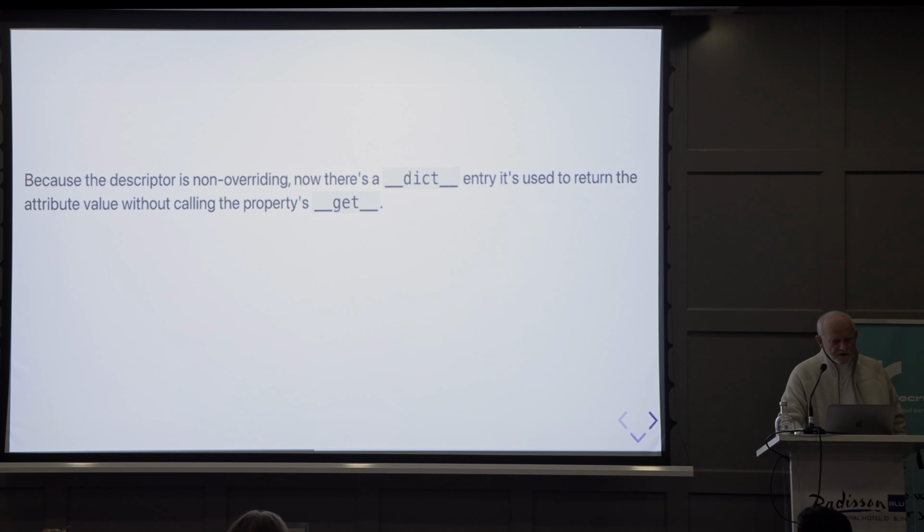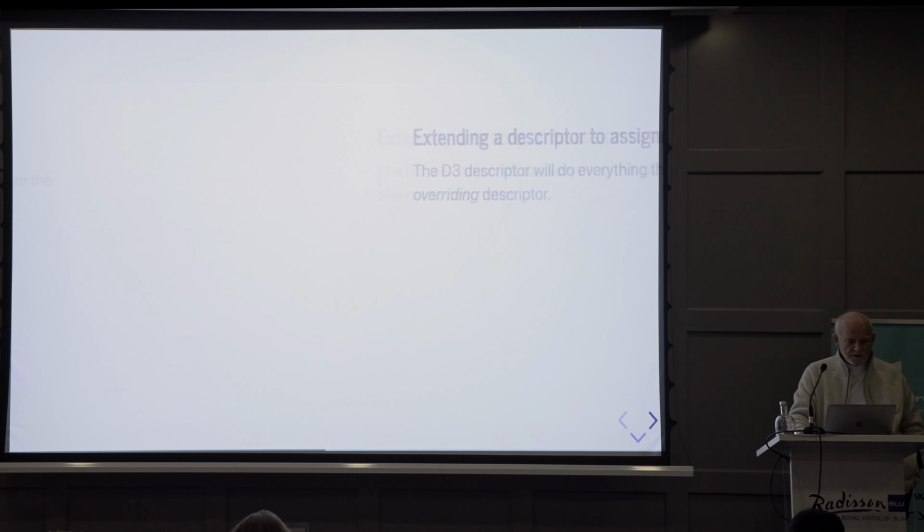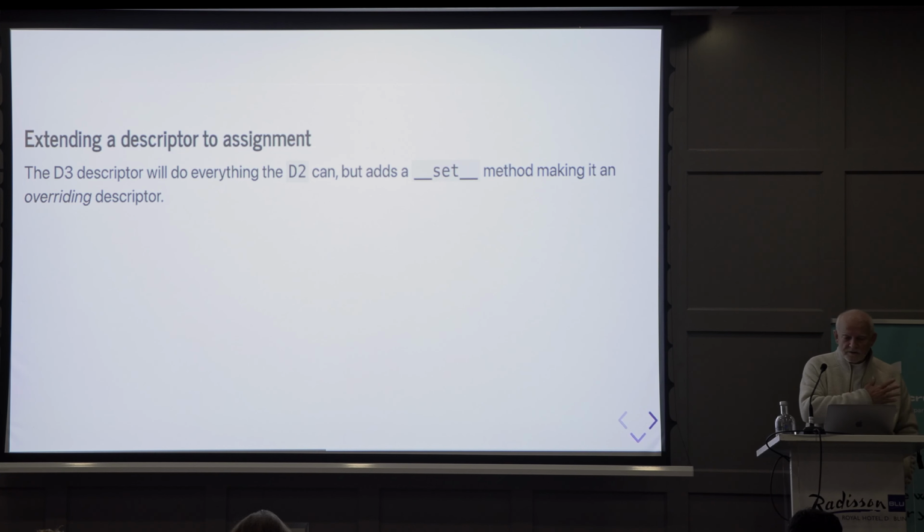So because the descriptor's non-overriding, that last statement has made a dict entry which is used to return the attribute value without calling __get__, and so therefore it's stopped being a descriptor now. So if I ask for the value of the class variable, it tells me that it's 2345. The descriptor protocol's gone because we've shadowed that name in the local namespace.